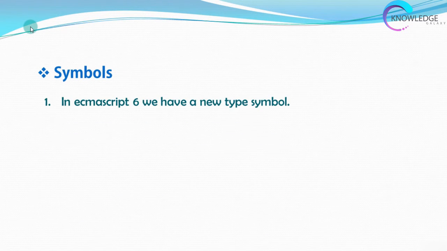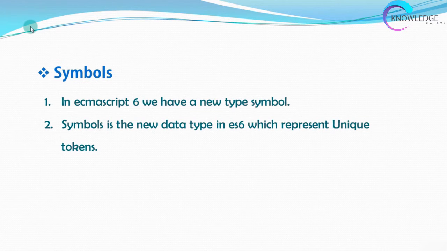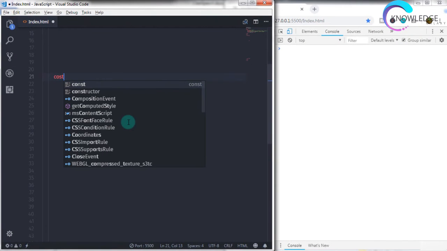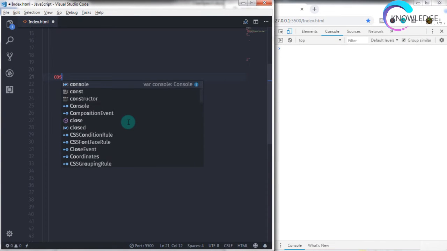In ECMAScript 6, we have a new type, symbol. Symbol is a new data type in ES6, which represents unique tokens. Once you create a symbol, it is unique and it will not match any other symbols. In the future lectures, we will take a brief look at symbols. But just for the basics, I wanted to show you how to create a symbol. Symbols are created using the Symbol constructor. We will learn what constructor functions are and all that in the future lectures.